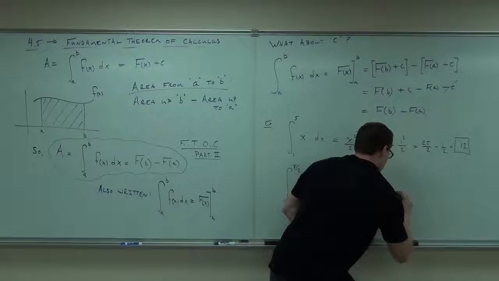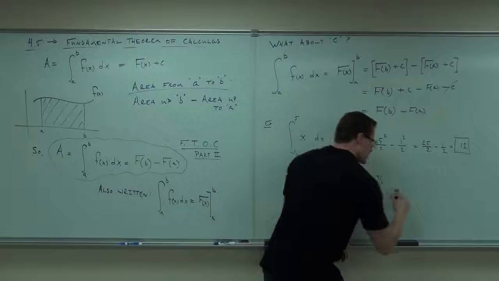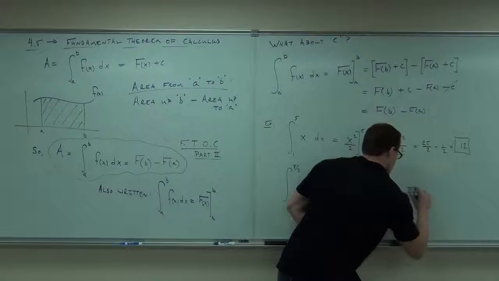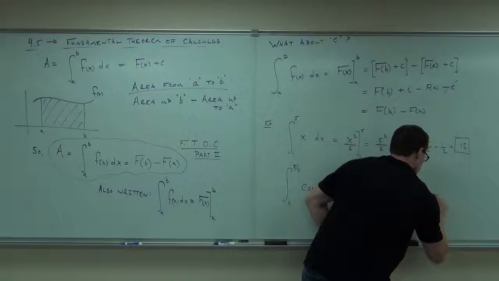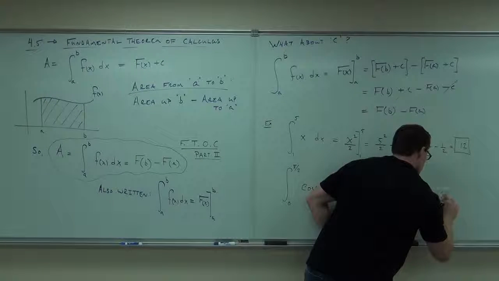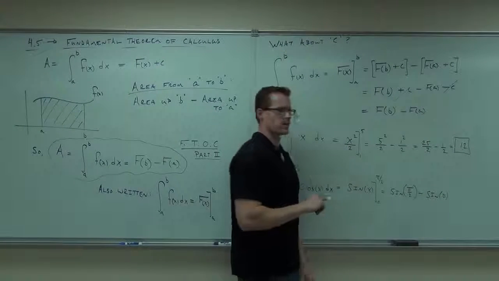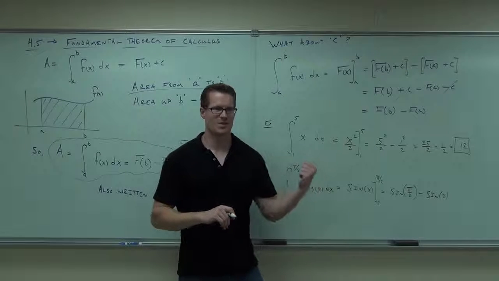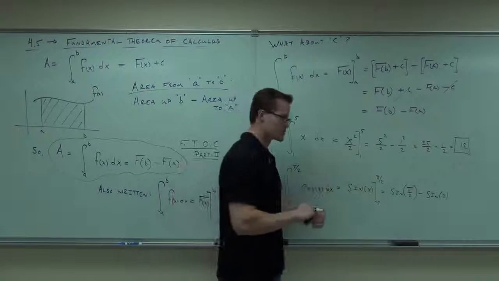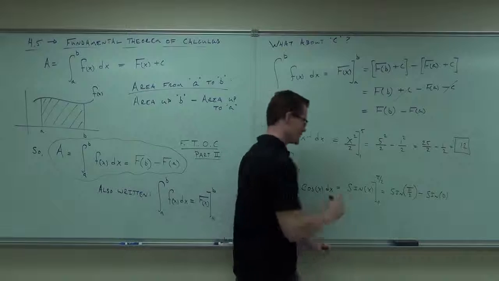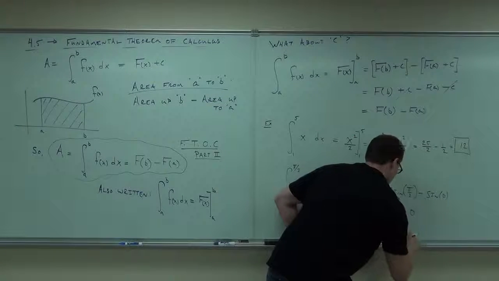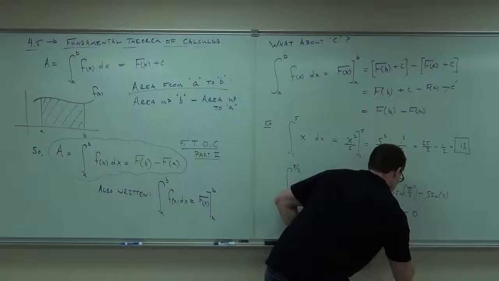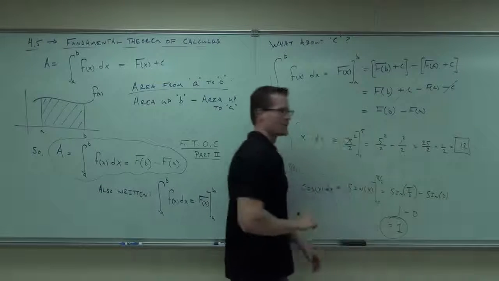So here you'd have sine of pi over 2 minus sine of 0. All right, come on now, people. I know you love some trig functions. Throw it at me. 1. 1 minus 0 equals 1. Your area is 1.